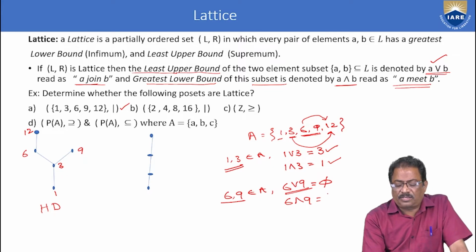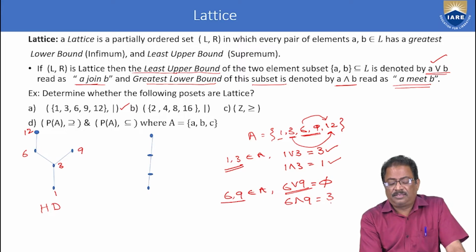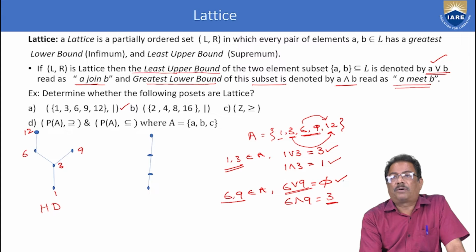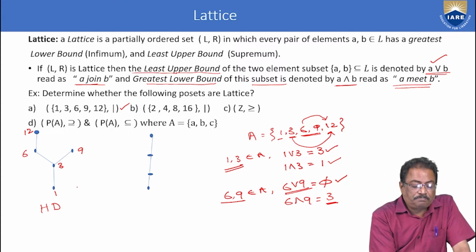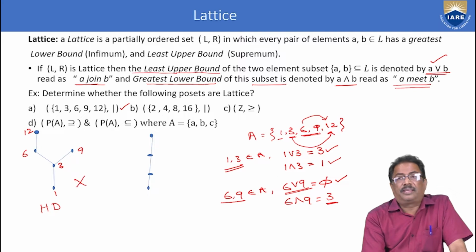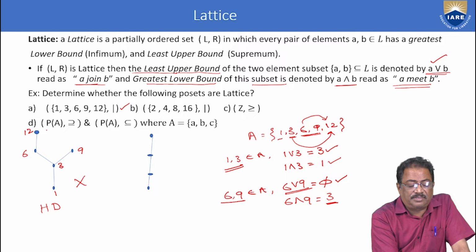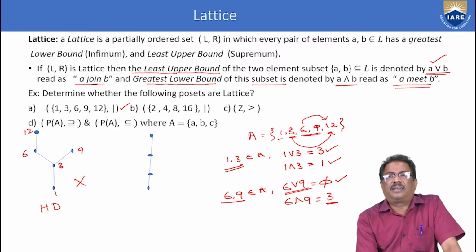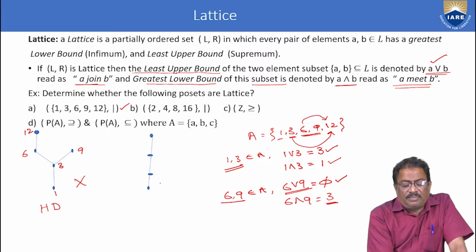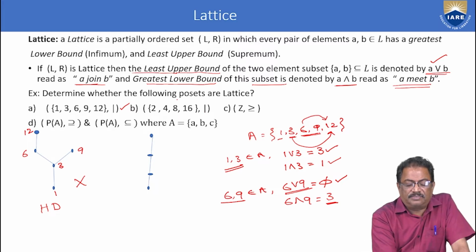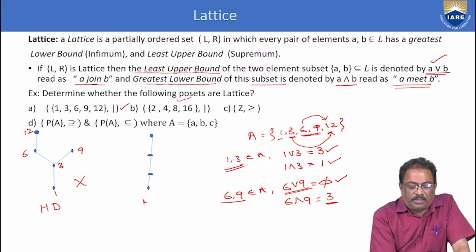So, of course, I am going to get 3 as the greatest lower bound, but there is no least upper bound. So, we can say that the first one, the given Hasse diagram, is not a lattice. That means the first problem is not a lattice. Whereas the second one, if I am going to consider this, B.